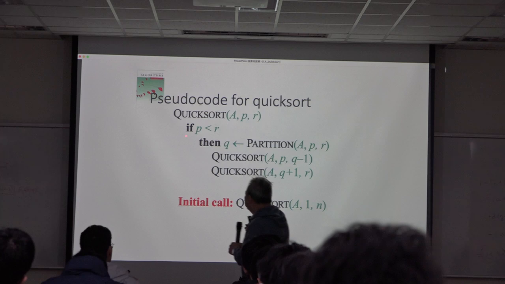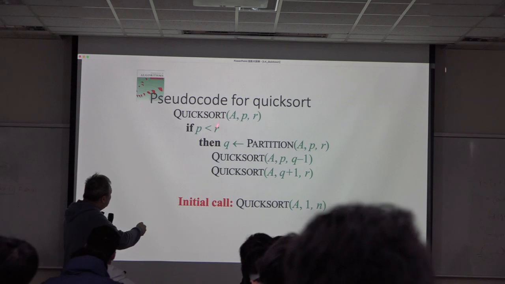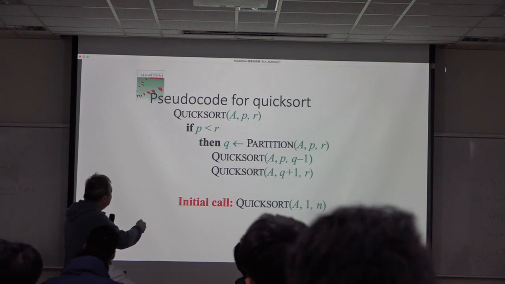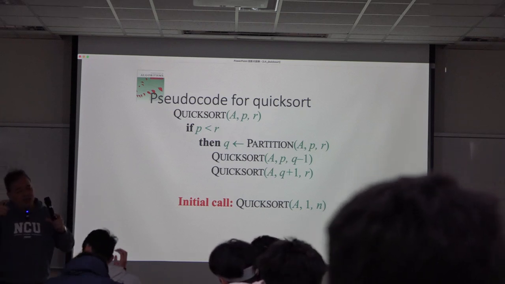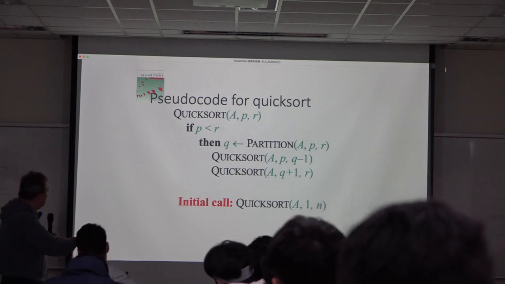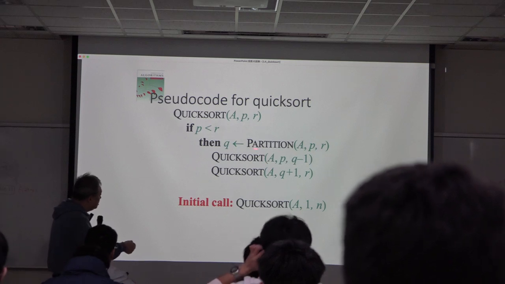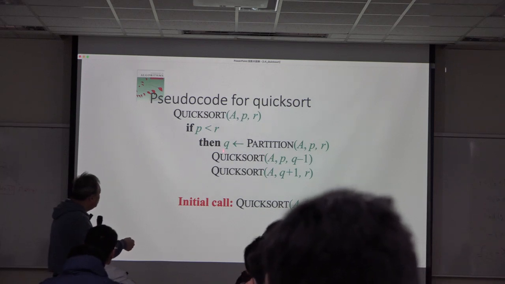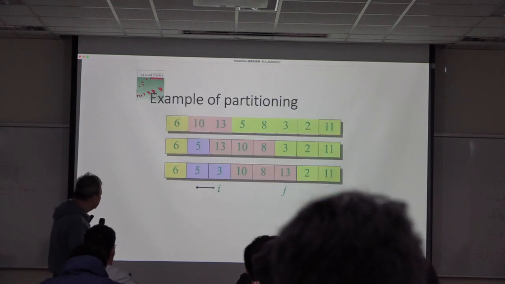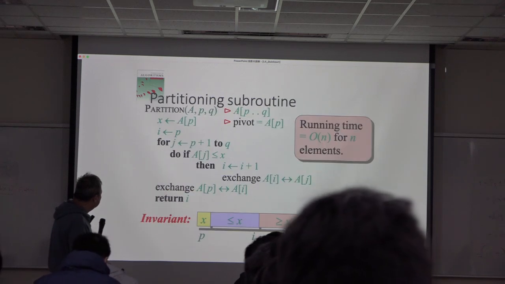See? We start with quicksort A, P, R. If P is smaller than R, it means this still represents a subarray that still carries some elements. Then we do the partitioning: we call partition A, P, R, and assign the returned value to Q. What is the return value, by the way? I forgot to mention that.